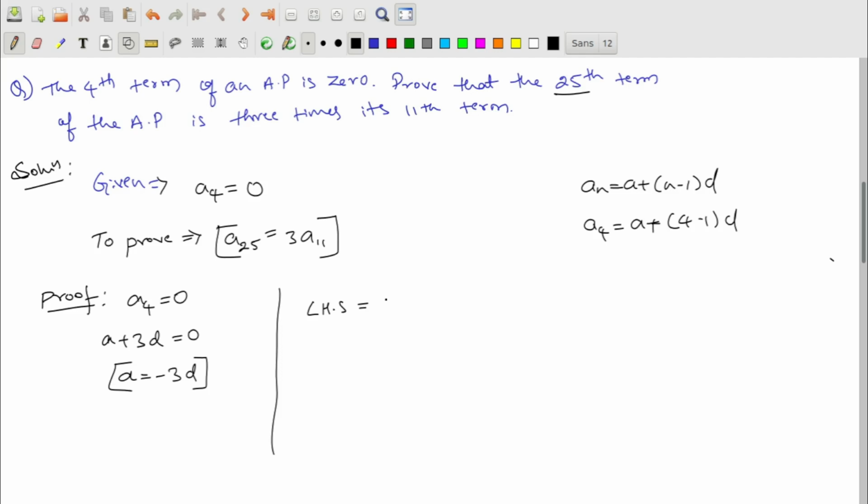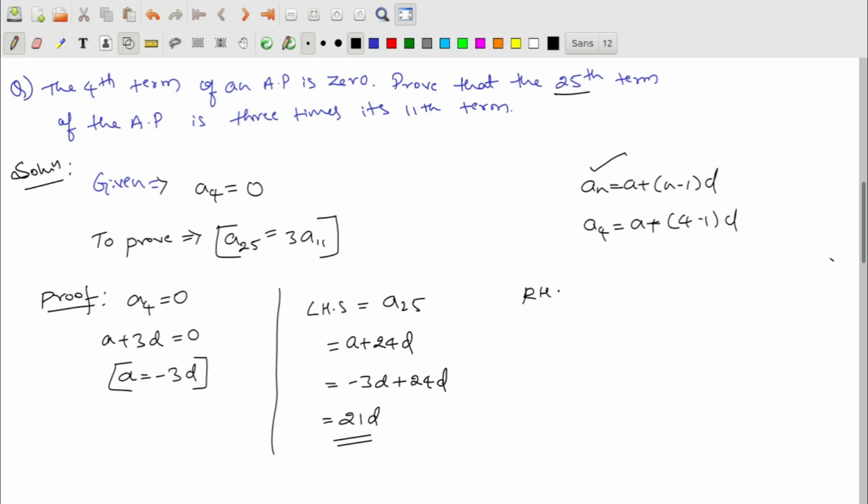So what is LHS here? A25. And what is A25? Again, using this an formula, you can write it as a plus 24d. And what is a? Minus 3d plus 24d, right? So minus 3 plus 24 will give 21d. So this is our LHS.